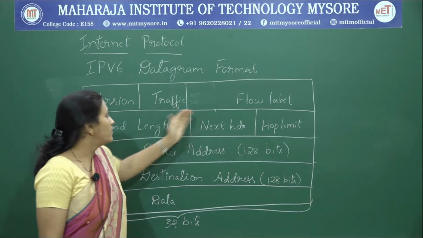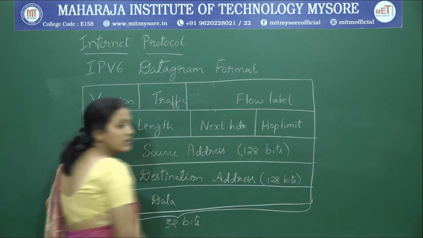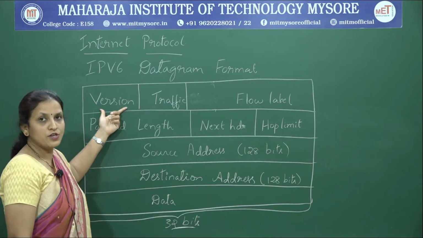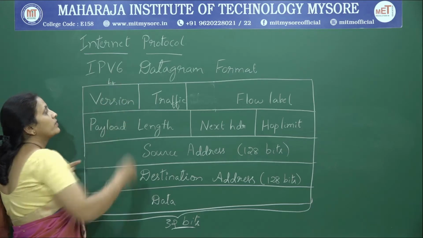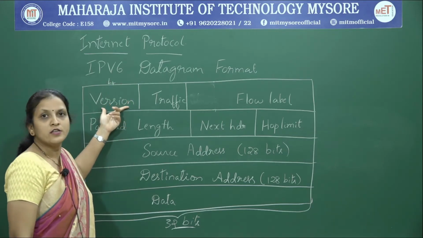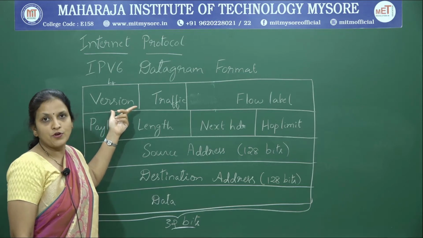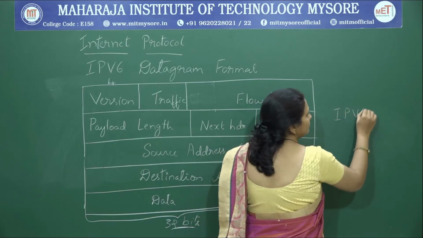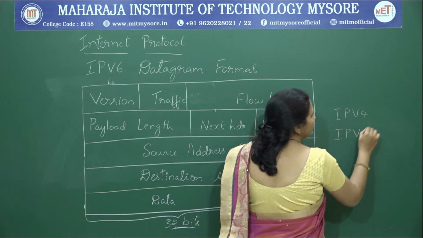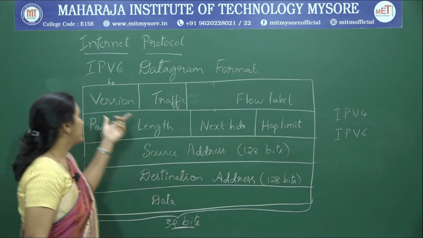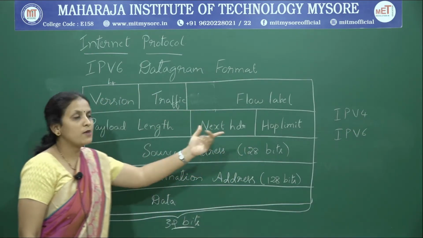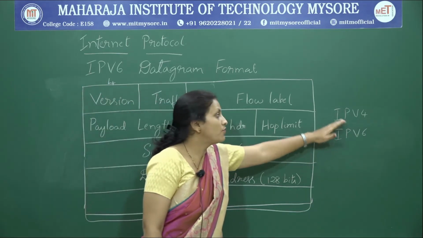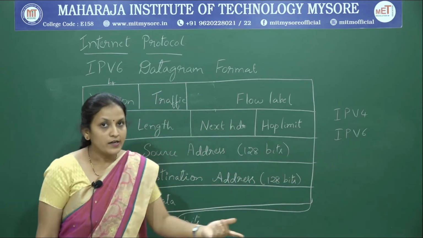Looking at the fields here, the total width of this datagram is 32 bits. The very first field is version. This is a 4-bit field which specifies the version of the internet protocol that we are using. It can either be IPv4 or IPv6. In case of IPv6, the value will be 6 here. In case of IPv4, the value will be 4. Why we have an option for IPv4 and IPv6, I will tell you in later sessions.